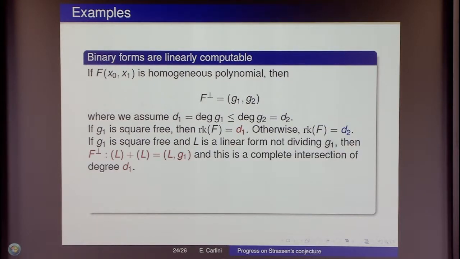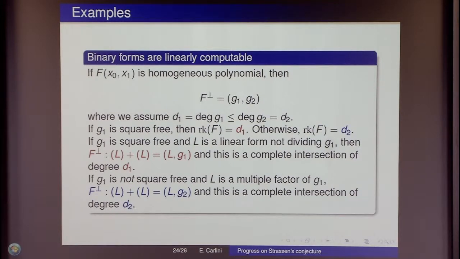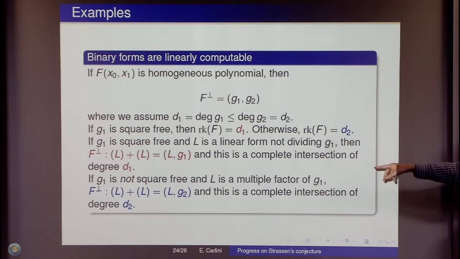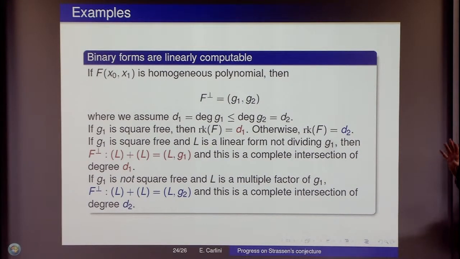If g1 is square free, then what you want to do is basically pick a linear form which is not dividing g1, and then you play this game, and the ideal you get is L g1, which is a complete intersection of degree d1. So in the red case, the rank is d1, and the rank computed in this way is d1, so it's linearly computable. And in the blue case, you have to play a slightly different trick. You just choose L, which is a multiple factor of g1. As soon as you have L, you also have g1, so what is left is g2, and this is the degree of what is left.